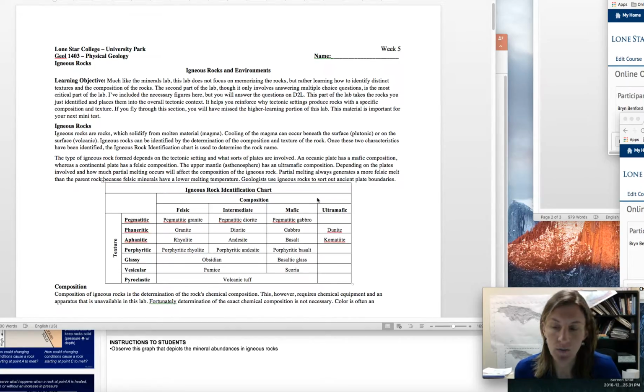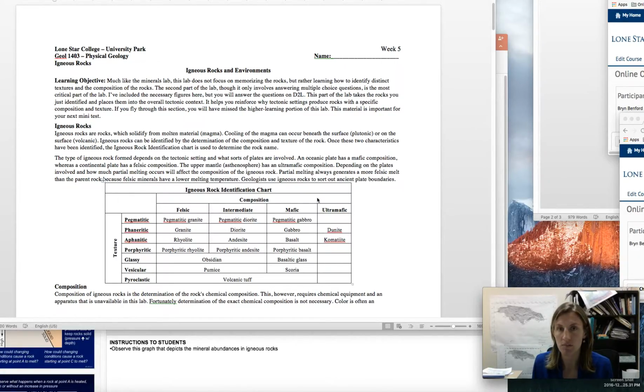For getting started with your Igneous Rocks lab. So the lab is two parts. The first part is focusing on rock identification, and then the second part is the really important part of the lab, which says, okay, so now you can identify these rocks, let's put them into context. So where do we expect to find these rocks in different tectonic settings? So it's the really important part of the lab.